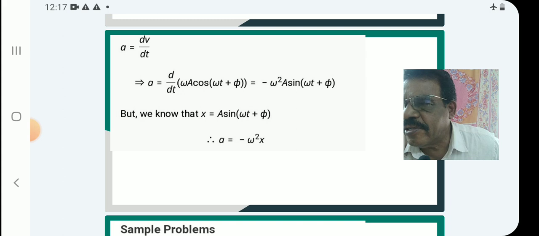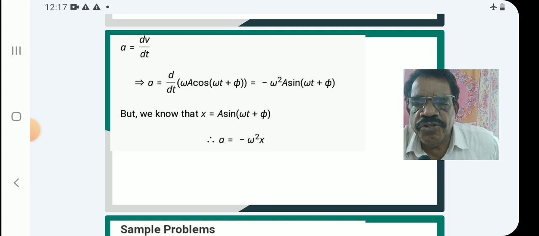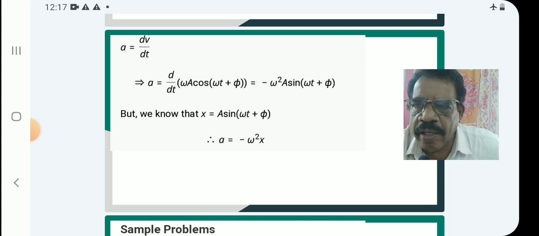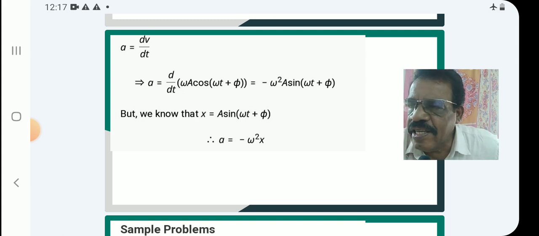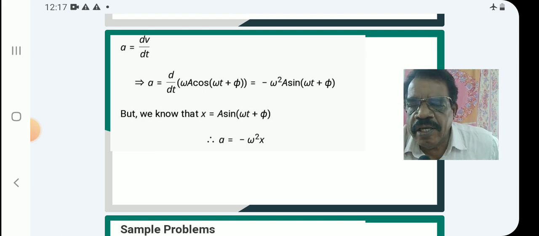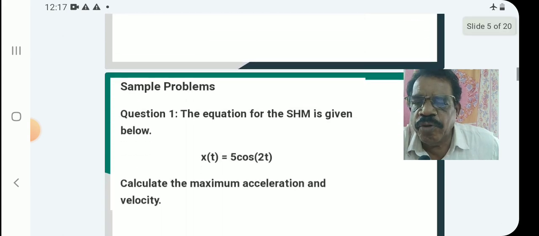You understand, in a simple harmonic motion, the velocity is maximum at the center, mean position, and velocity is zero at extreme position. Similarly, the acceleration is a maximum at extreme position, and it is zero at the mean position. The maximum value of acceleration is omega square a, with a minus sign, minus omega square a. The maximum velocity of the particle is omega a, and that is at the mean position. And now we can see the problems.